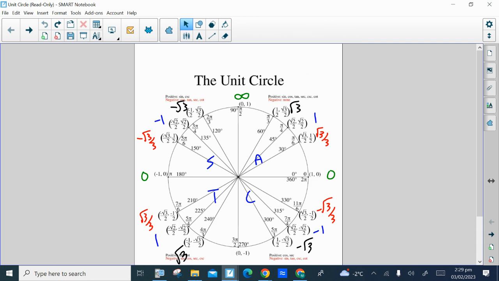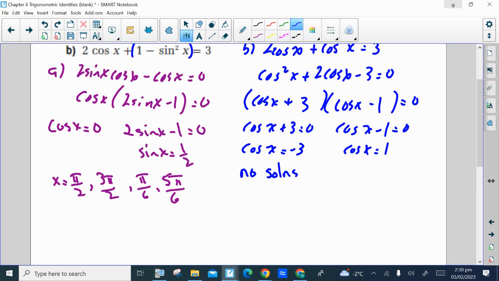Remember, cosine is the x value. The only place it equals 1 is right here at 0 and 2 pi, but our domain tells us we can't use 2 pi. We can only use 0 radians. And if you just leave it at 0 without any unit, that means radians. We can write rads on it or after if we want.